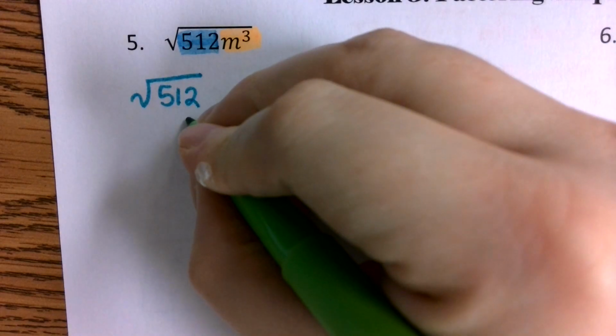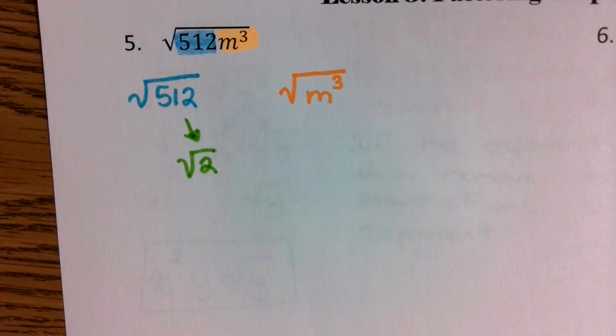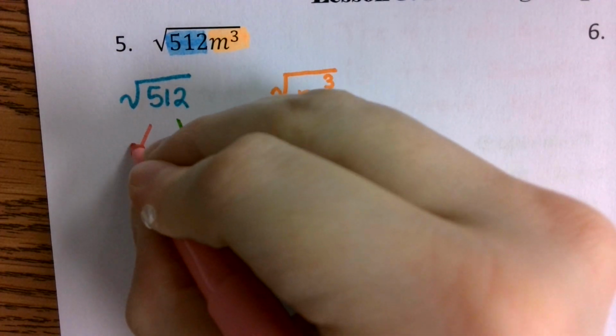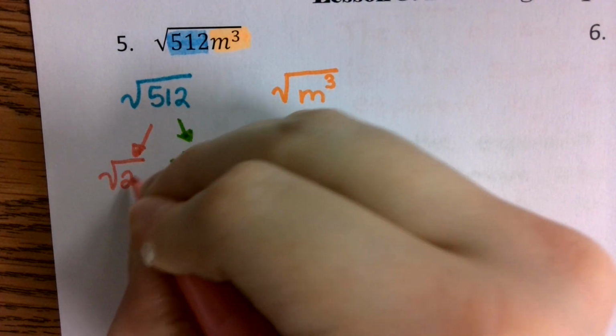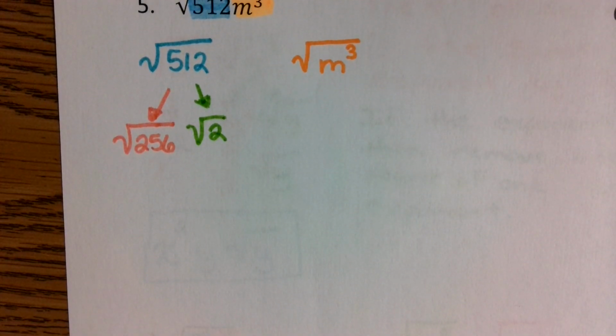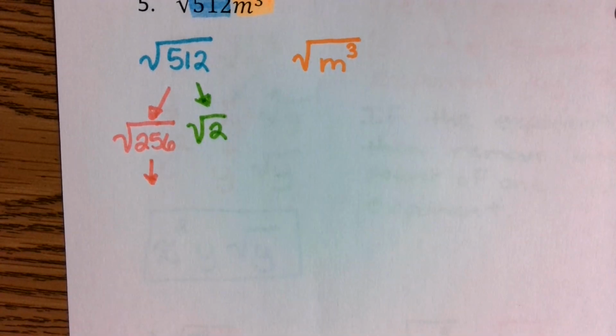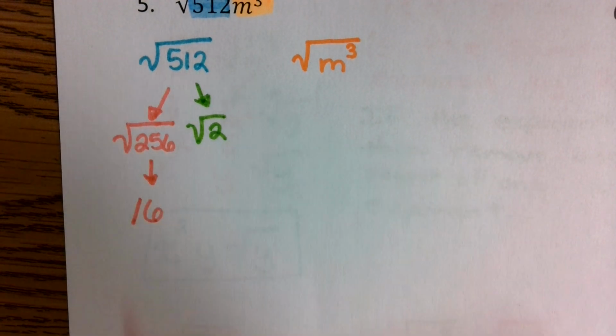Square root of 2 is not a perfect square, but square root of 256 is a perfect square? What is the square root of 256, guys? Should have had this memorized. 16. Square root of 256 is 16.